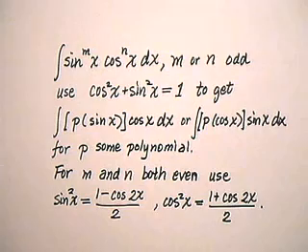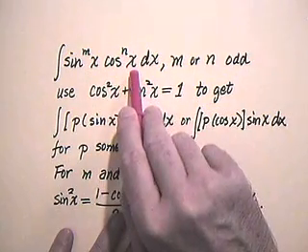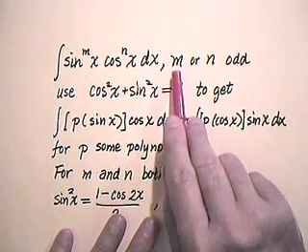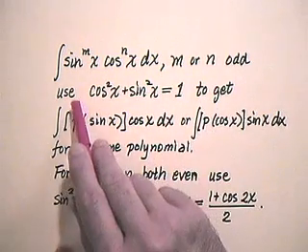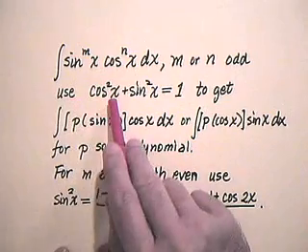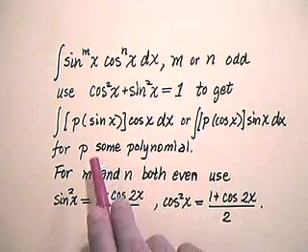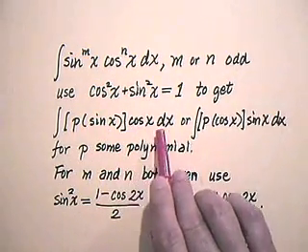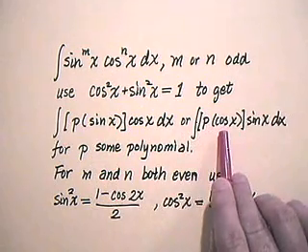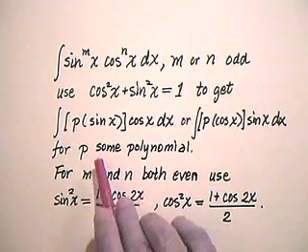Here, I want to compute the indefinite integral of sine to the mth power of x times cosine to the nth power of x dx. To begin, suppose at least one of those two powers, m or n, is odd. In that case, we can use cosine squared x plus sine squared x equals 1 to get the integral in the form of the integral of a polynomial in sine x times cosine x dx, or the integral of a polynomial in cosine of x times sine x dx, for some polynomial p.